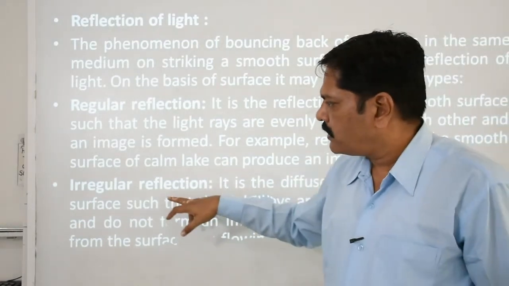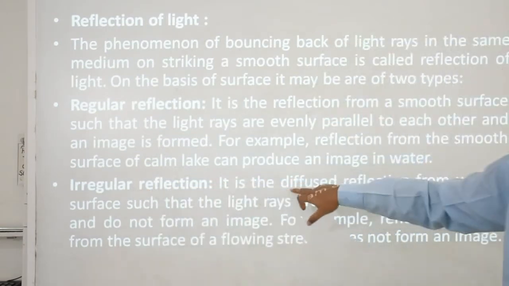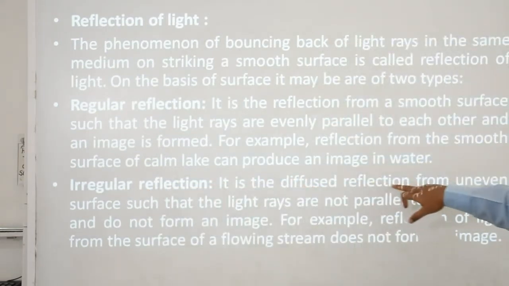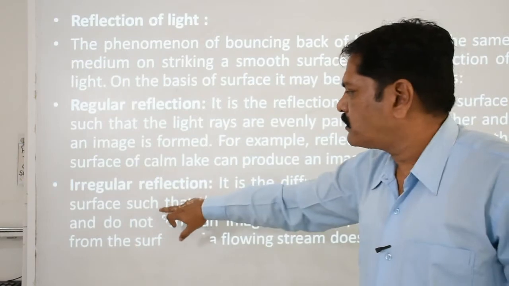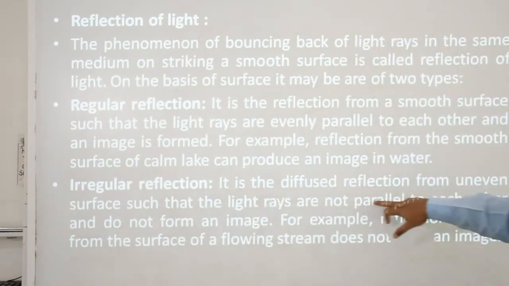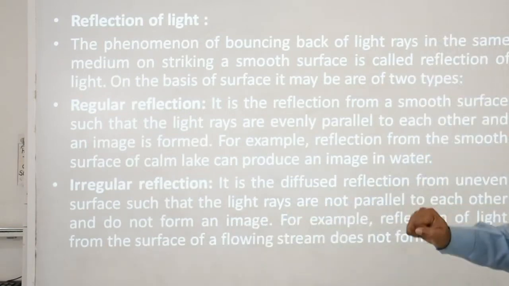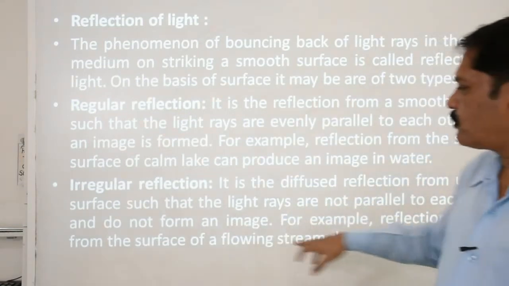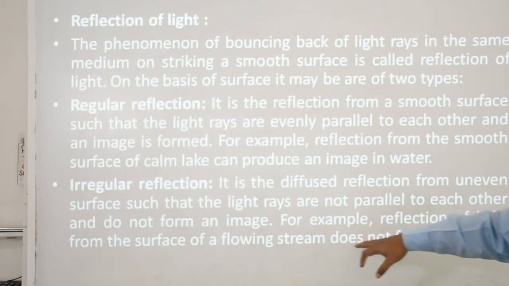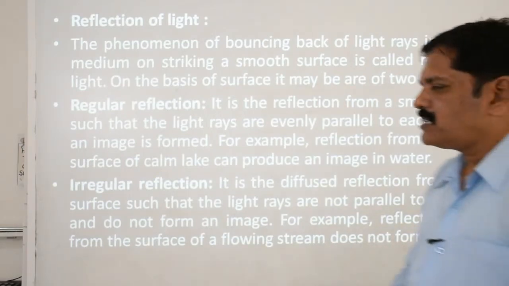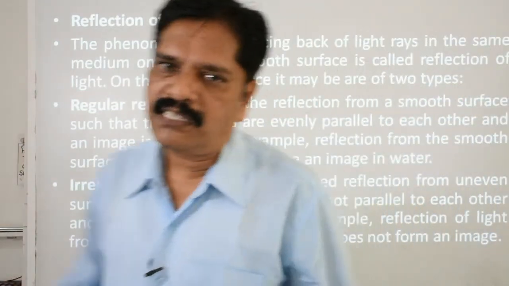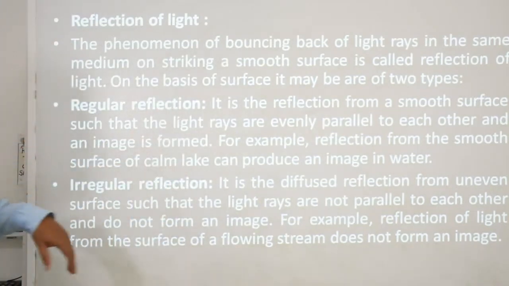Clear? Second one, irregular reflection. It is the diffused reflection from an uneven surface, such that the light rays are not parallel to each other and do not form an image. Just like the reflection of light from the surface of a flowing stream, which does not form an image. Clear? So this is the reason behind regular and irregular reflection.